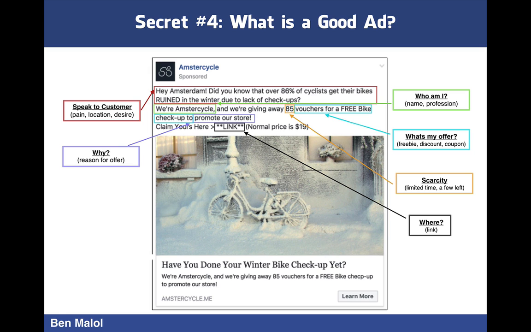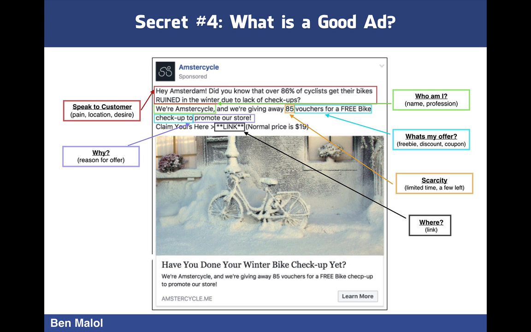The first sentence has to speak to the customer. You have to mention a pain, a location, or a desire. This is what grabs their attention. So, hey Amsterdam, did you know that over 86% of cyclists get their bikes ruined in the winter due to lack of checkups? So we're talking about a pain and a location. Anybody that lives in Amsterdam and sees this ad will have their attention grabbed. And then we're talking about a pain: over 86% of cyclists get their bikes ruined.